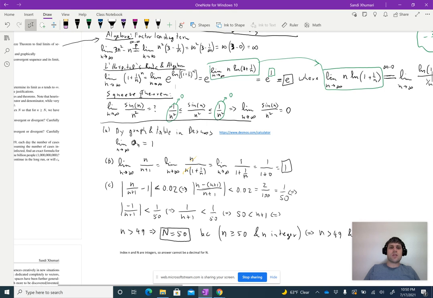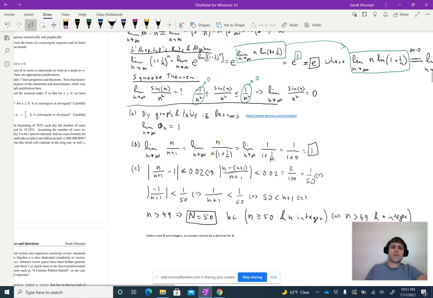And then squeeze theorem, if I had something with a sign or some oscillating quantity like negative 1 to the n power, then I need the squeeze theorem. So sine is bounded between negative 1 and 1. And so we know that this quantity, whatever we're trying to find the limit of, is between negative 1 over n squared and 1 over n squared. Both of these tend to 0 as n goes to infinity. So by squeeze theorem, the middle function will also tend to 0, or the middle sequence in this case.